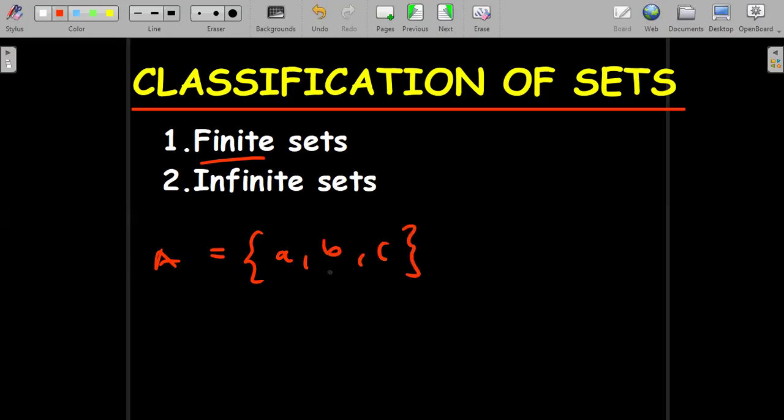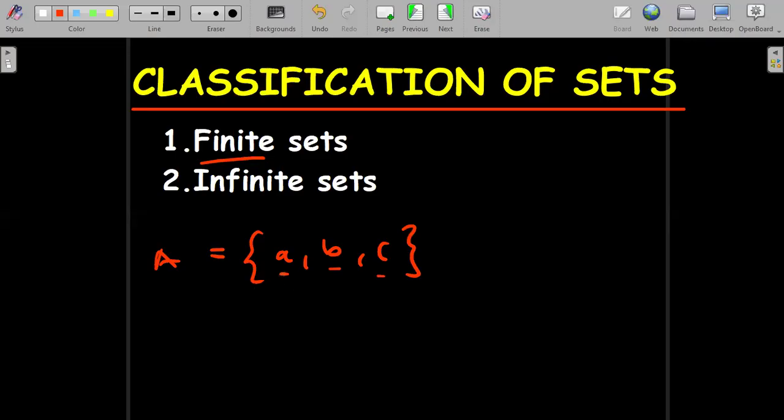So this here is going to be a finite set, because I can count these elements in there: 1, 2, 3. They are countable, so it's going to be finite. And there's a term that we must notice when it comes to counting the elements of a set: the number of distinct elements that a set has.